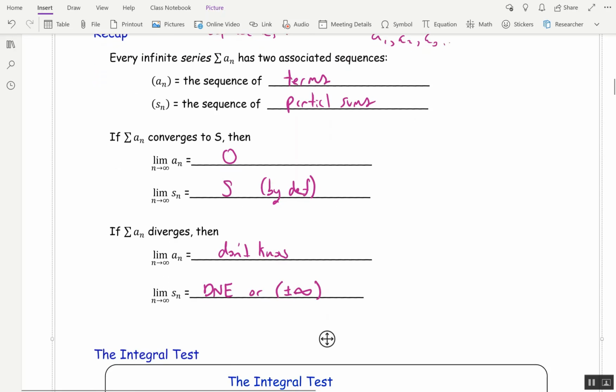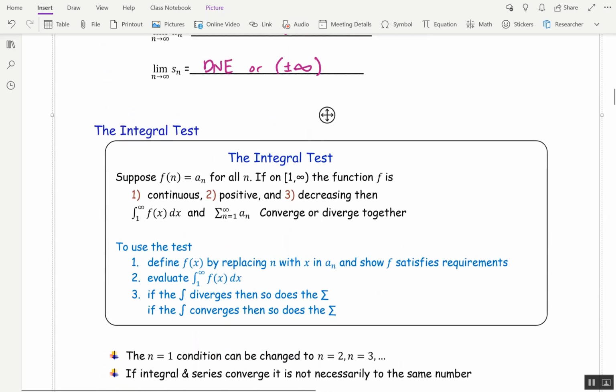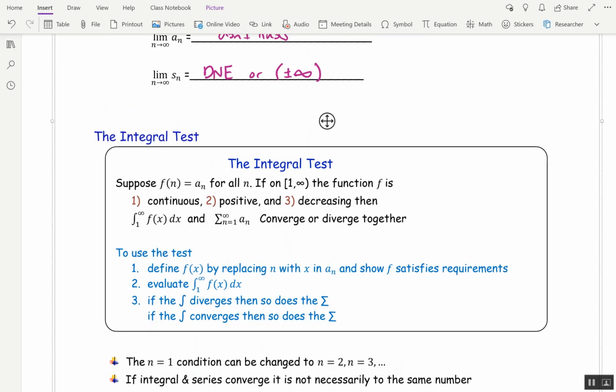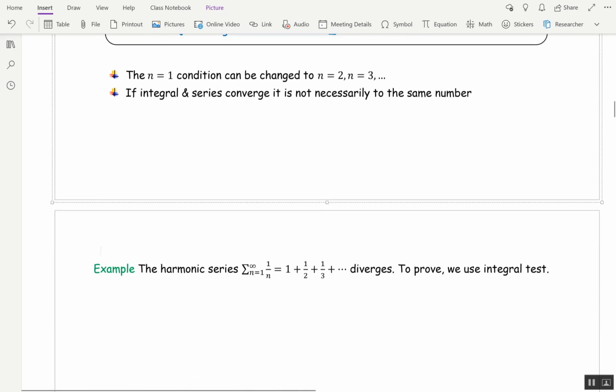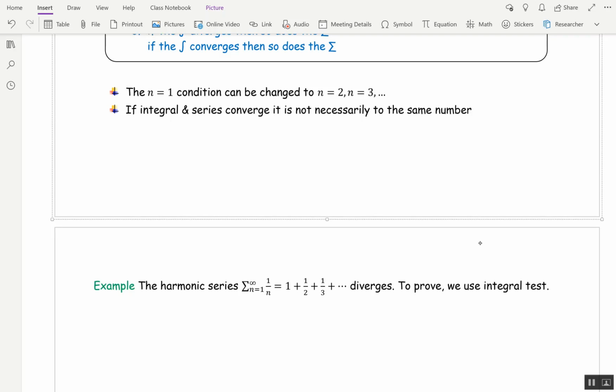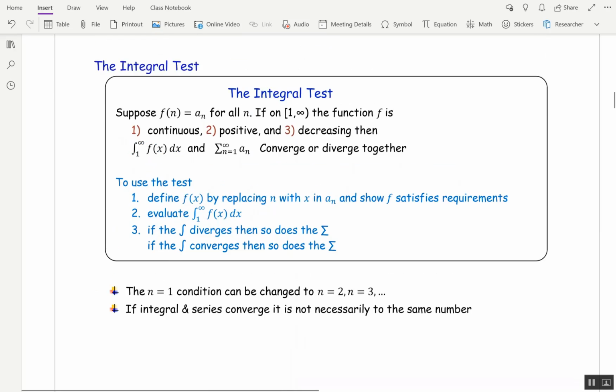Meanwhile, we're going to move on to the integral test. What you do with the integral test is you have a series like this. You replace the series with an integral, 1 to infinity. So you replace the n with an x, you replace the summation with an integral, and you look at whether or not that integral converges or diverges. If it converges, the series converges. If it diverges, the series diverges. So that's what this says.